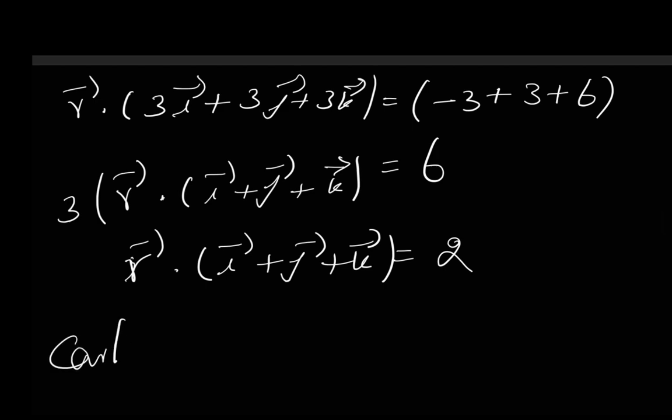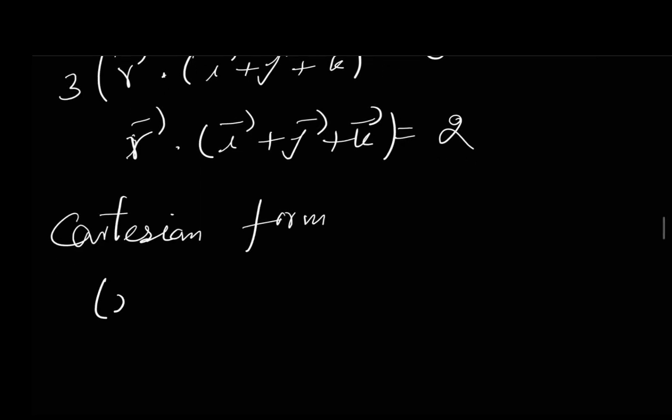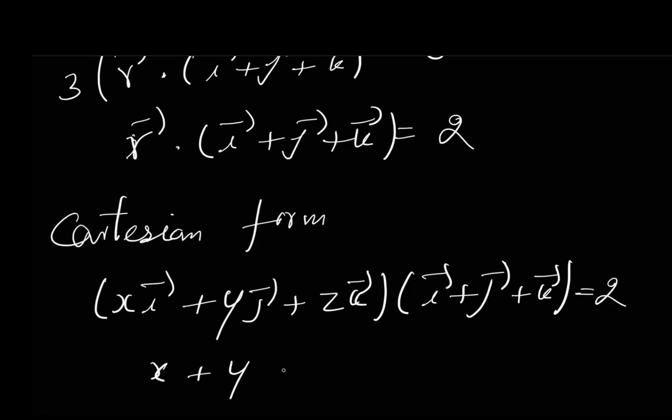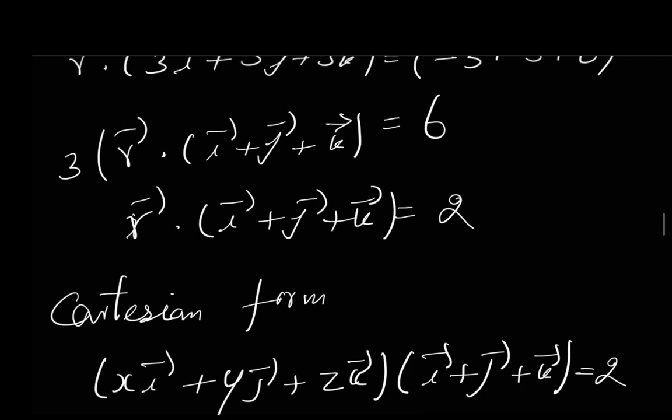Next is the Cartesian form. Replace vector r as xi plus yj plus zk. Then (xi plus yj plus zk) dot (i plus j plus k) is equal to 2. Just i dot i is 1, so x plus y plus z is equal to 2. This is the answer, the Cartesian form of the equation.